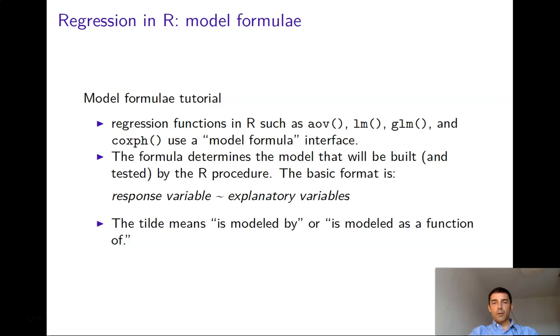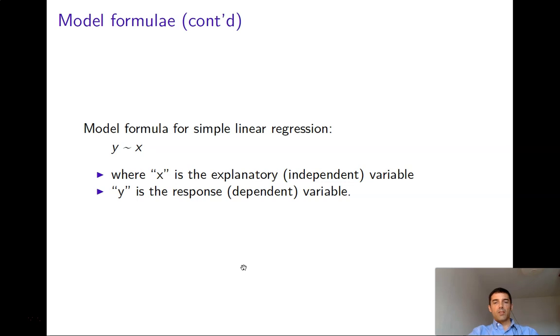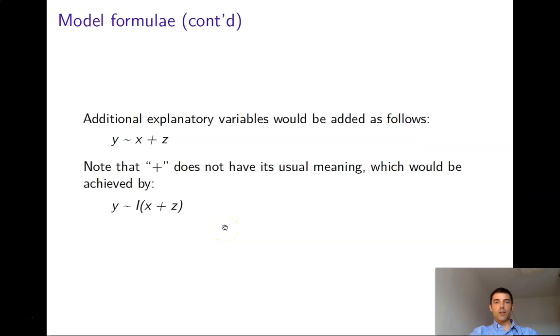Now that formula determines what model is going to be built, the systematic component of it, by the R procedure. The basic idea is that the response variable is described by the explanatory variables, with this little tilde here being read as "is modeled by," or "is modeled as a function of," or "as described by," like I just did. So for a simple linear regression, it's just y modeled by x, where x is the explanatory variable and y is the response variable.